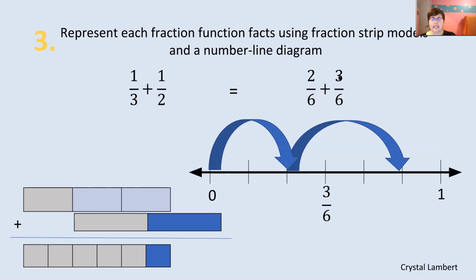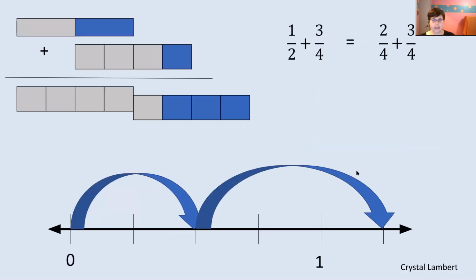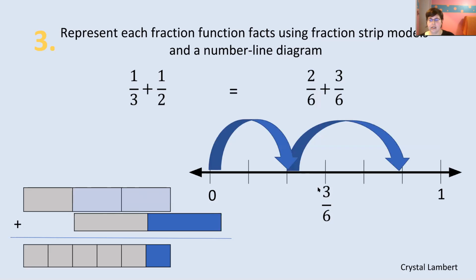Then it adds 3/6. So that means our next arrow needs to go forward 3 spaces. So here we go. 1, 2, 3. Ooh, I just jumped ahead. So now we know that 2/6 plus 3/6 is 1, 2, 3, 4, 5, 6.